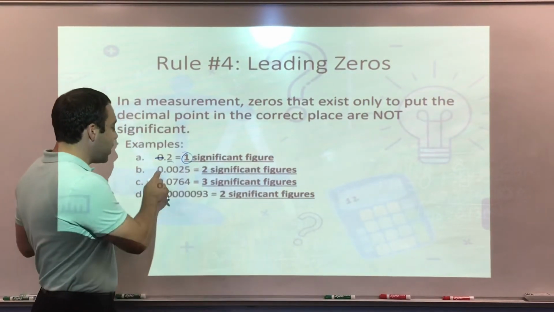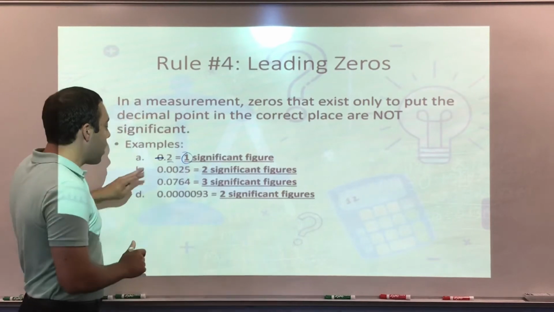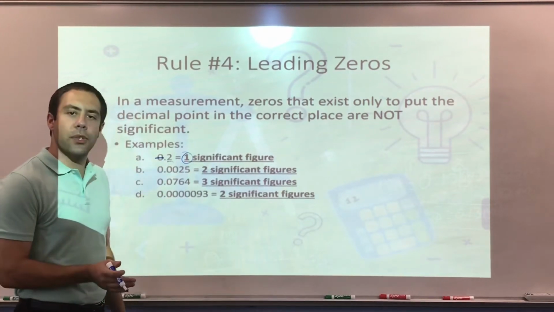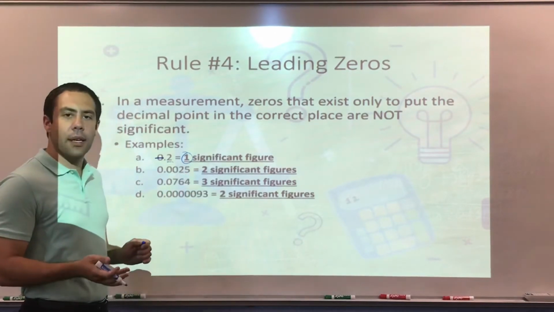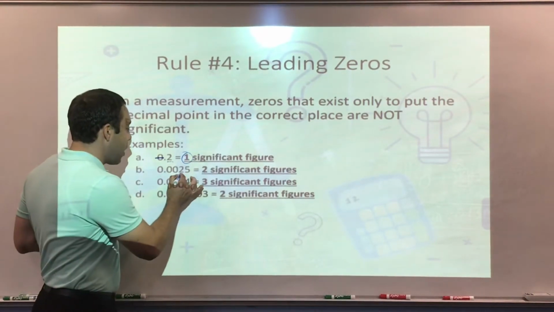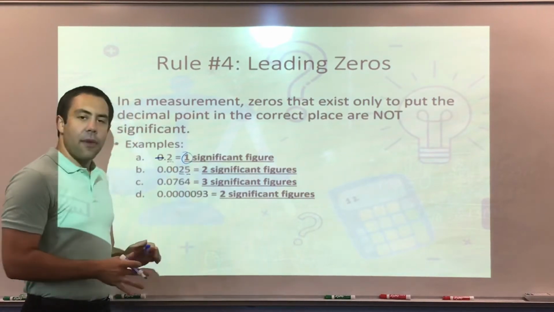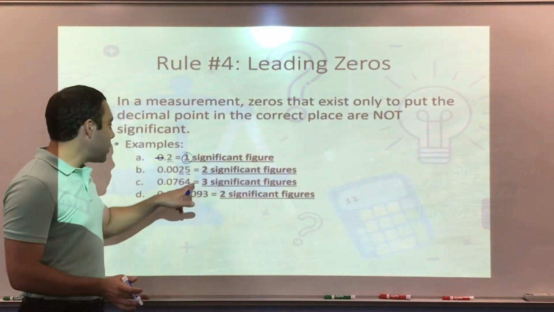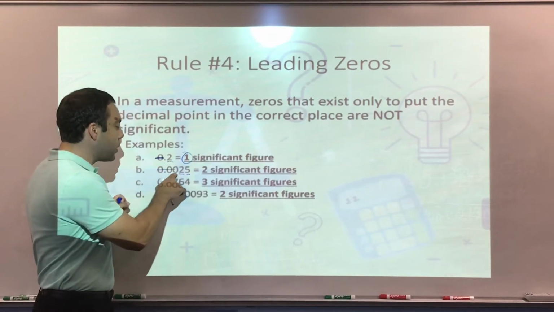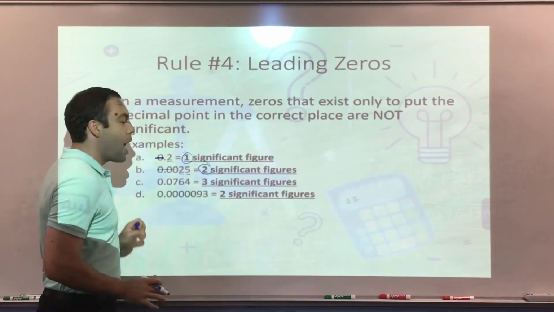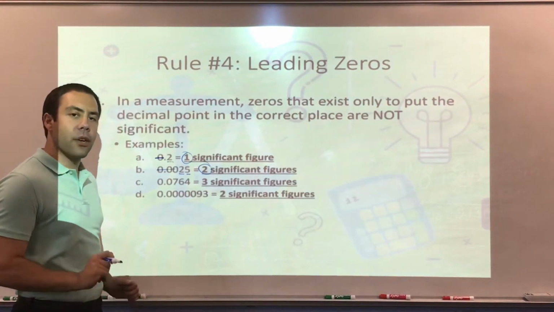Same thing here, 0.0025. Those zeros are just placeholder zeros. They're only there so the 2 and the 5 can be in the correct spot. So the 2 and the 5 are non-zero numbers. They are significant. So this number, 0.0025, has only 2 significant figures.